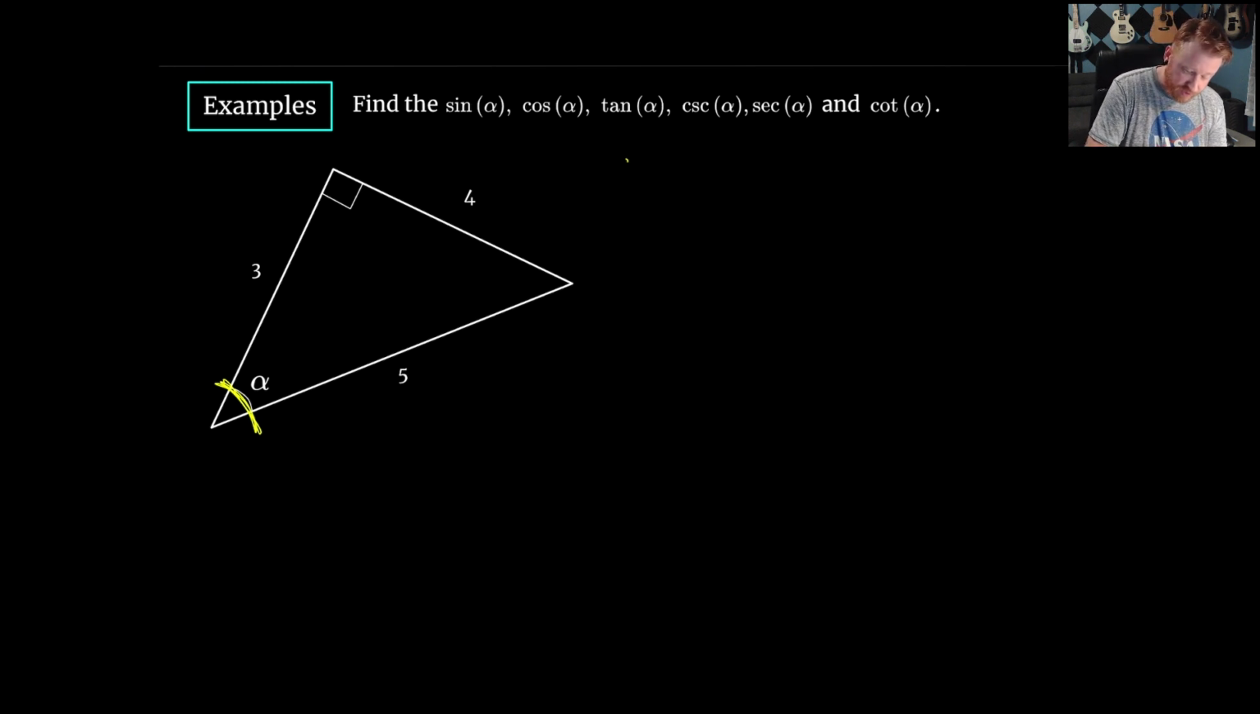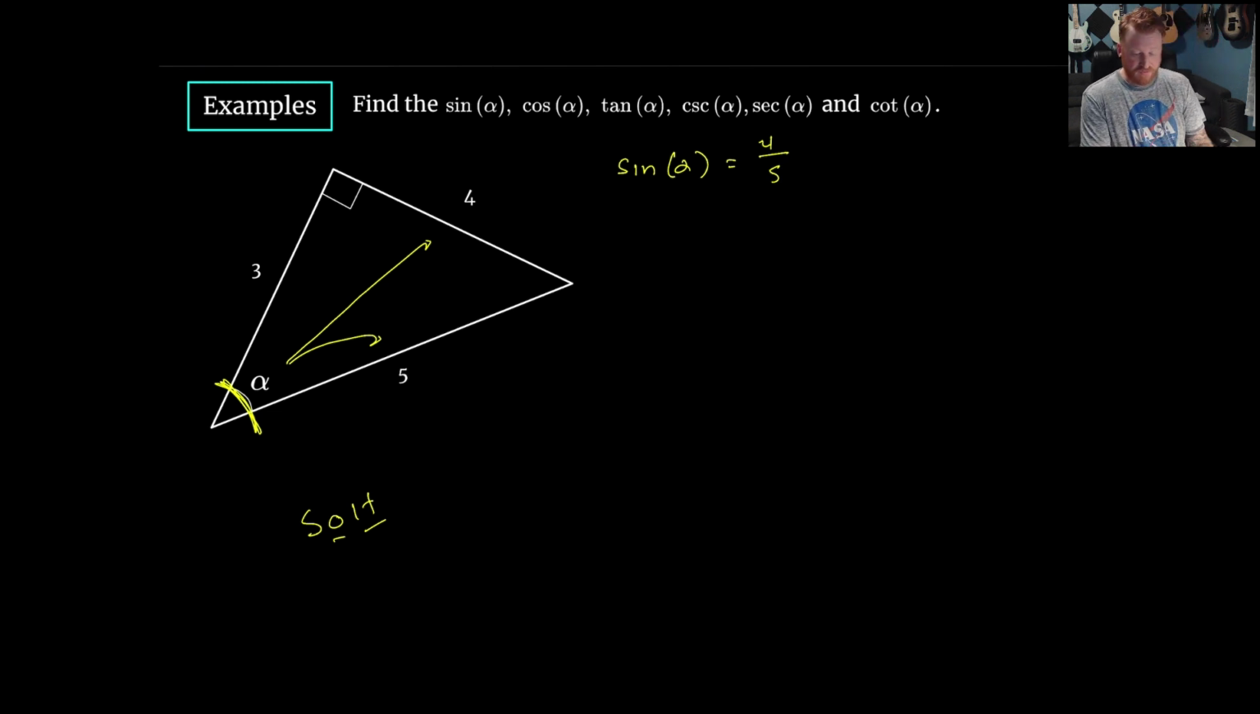So we will start with sine of alpha. We can use our mnemonic device. If I want to find the sine, that is the opposite over the hypotenuse. So we're looking at the opposite, which is 4, over the hypotenuse, which is 5. So the sine of alpha here is 4 over 5.